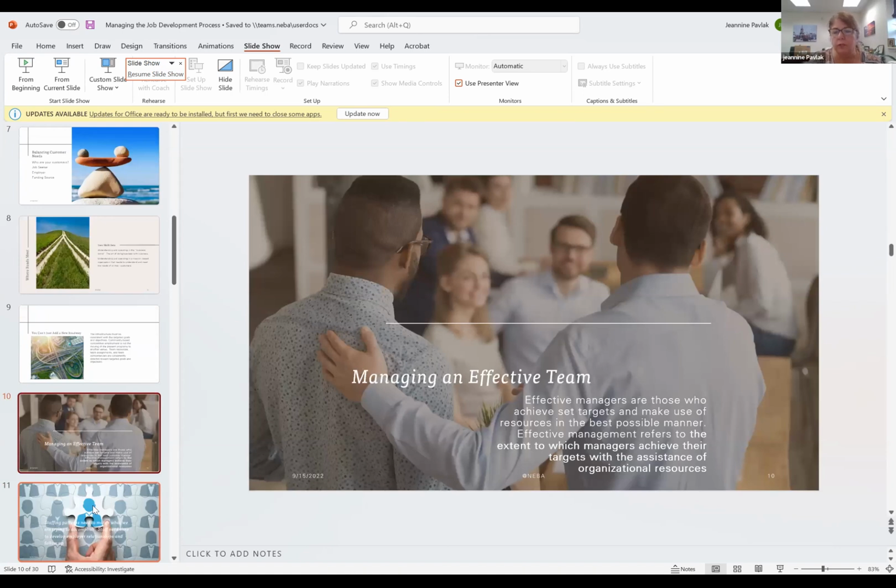Effective managers are those who can set targets and use their resources in the best possible way so that they're meeting their outcomes. They achieve all of those targets with the assistance of organizational resources. So effective managers are able to use those resources efficiently and effectively. Any thoughts on that?